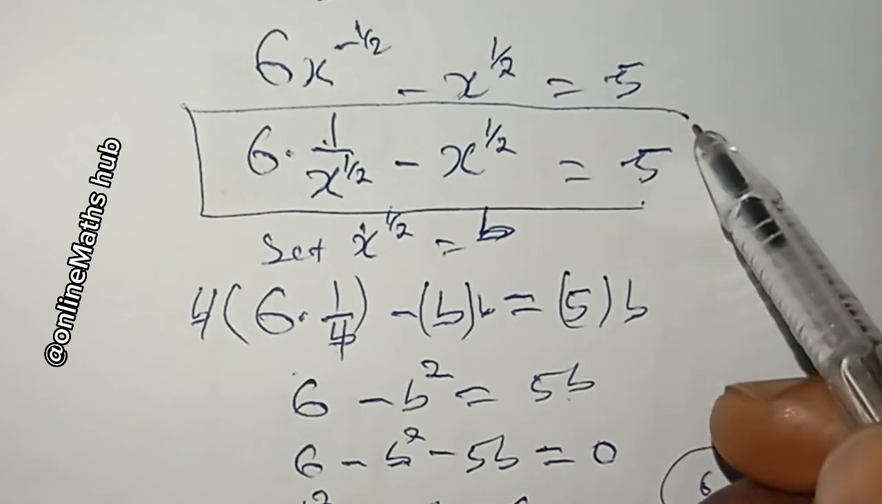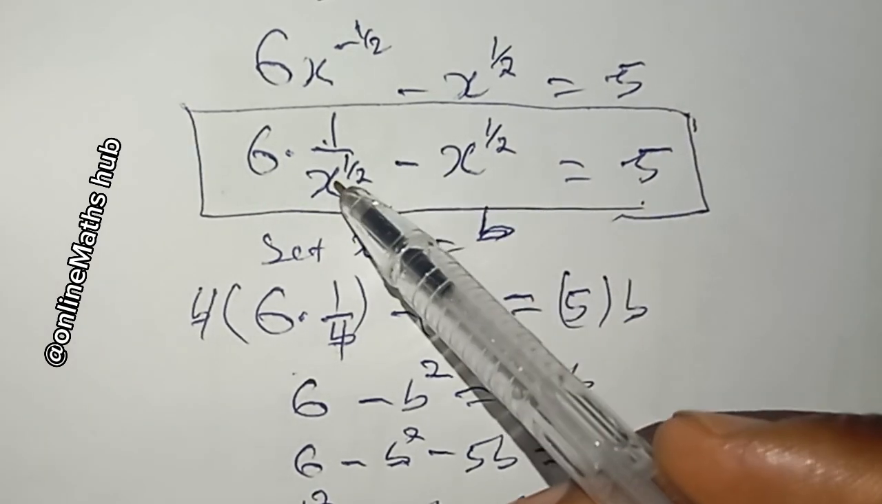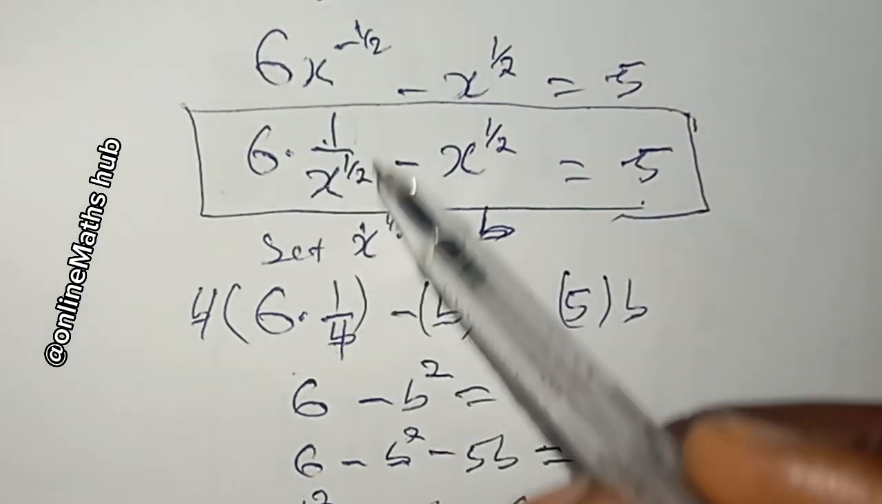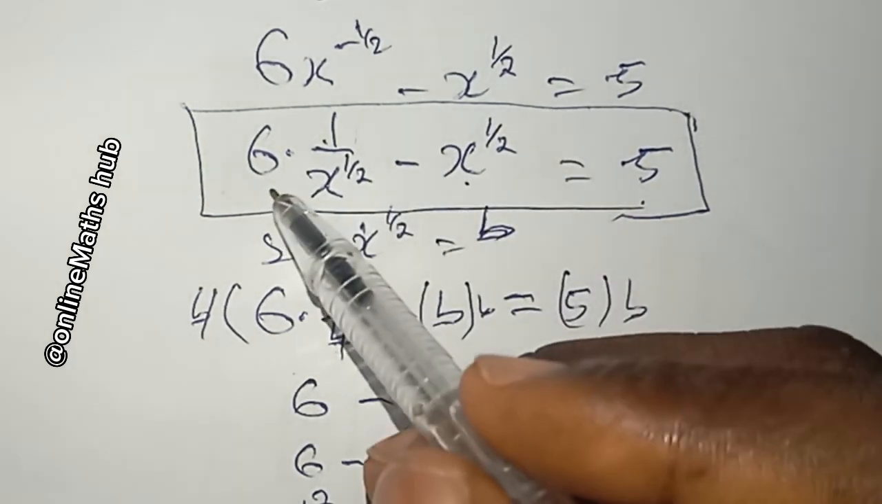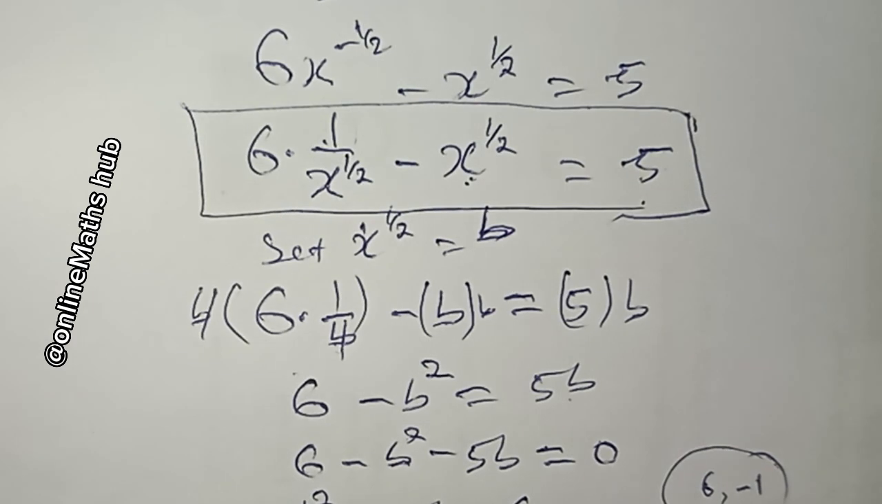And of course, if you come over here and put x equal to 1, you will also see that it's satisfied, because once you put it right here, this part turns to 6, and when you put it here, this one turns to 1, and then 6 minus 1 will give you equal to 5. So that is how you're actually going to be solving this kind of problem.